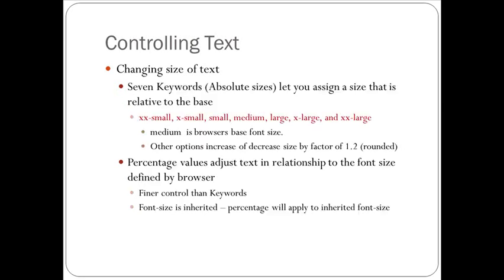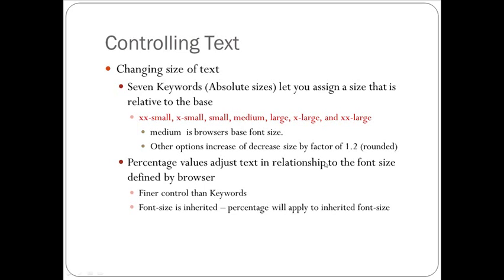The 7 keywords or absolute sizes let you assign a size that is relative to the base size. And you got XX small all the way through XX large. Medium is the browser's base font size. The other options then would increase or decrease the size by a factor of 1.2, and it would round it. So if the base size is 16 pixels, and that's the medium, and you go to large, that would be 16 times 1.2, or 19.2, which would become 19. So that's how that would work.